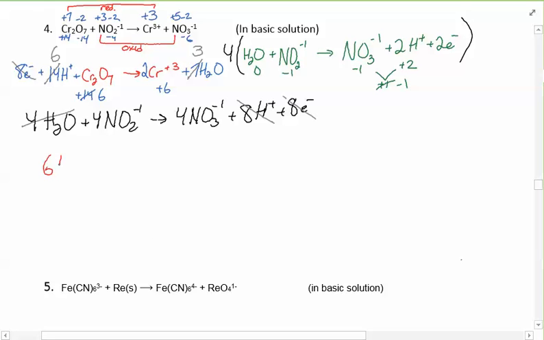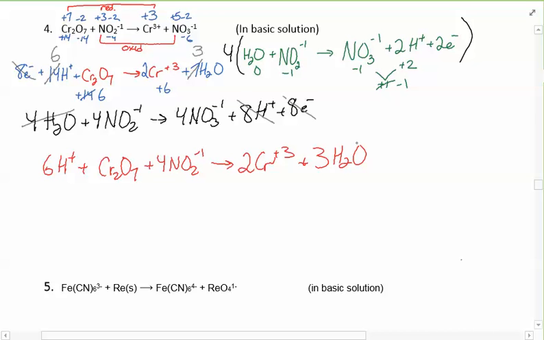So I have 6H plus Cr2O7 plus 4NO2 minus 1 goes to 2Cr plus 3. And the order here isn't important. The only thing that I'm looking for is that you have the things on the appropriate side of the arrow. So if you have reactants with reactants, products with products, and you didn't forget anything. That's one of the more common mistakes here, is forgetting something from the previous reaction when you're adding them together.